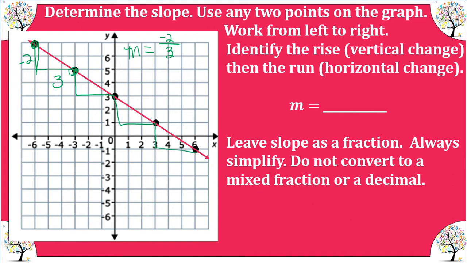Let's say we chose this point and this point, okay? Let's say we chose these 2 points. So we would go down 1, 2, 3, 4. So that's -4. And to the right, 1, 2, 3, 4, 5, 6. So our slope is -4/6, but it simplifies by a factor of 2, and it simplifies to -2/3.